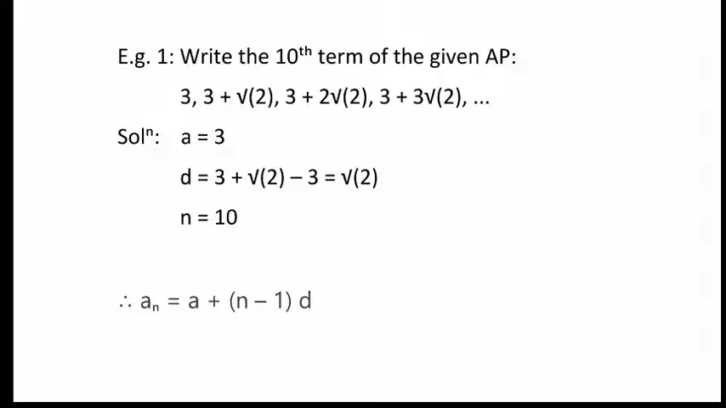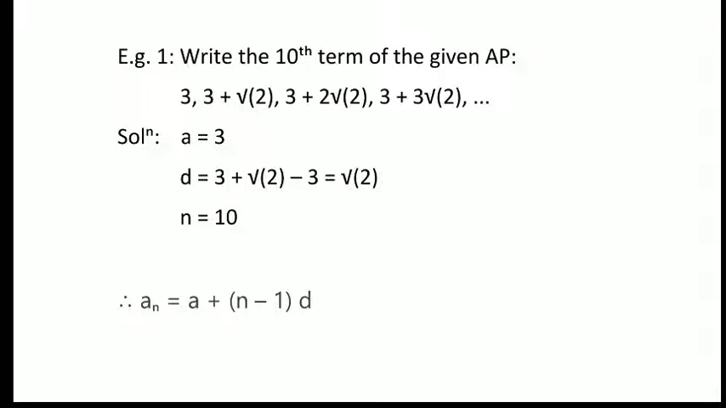Write the 10th term of the given arithmetic progressions. Here the terms are already given, and it is also given that they are in AP. We have no need to verify whether the list of numbers is an AP or not, because they are already given as an AP, but we only need to find the 10th term.